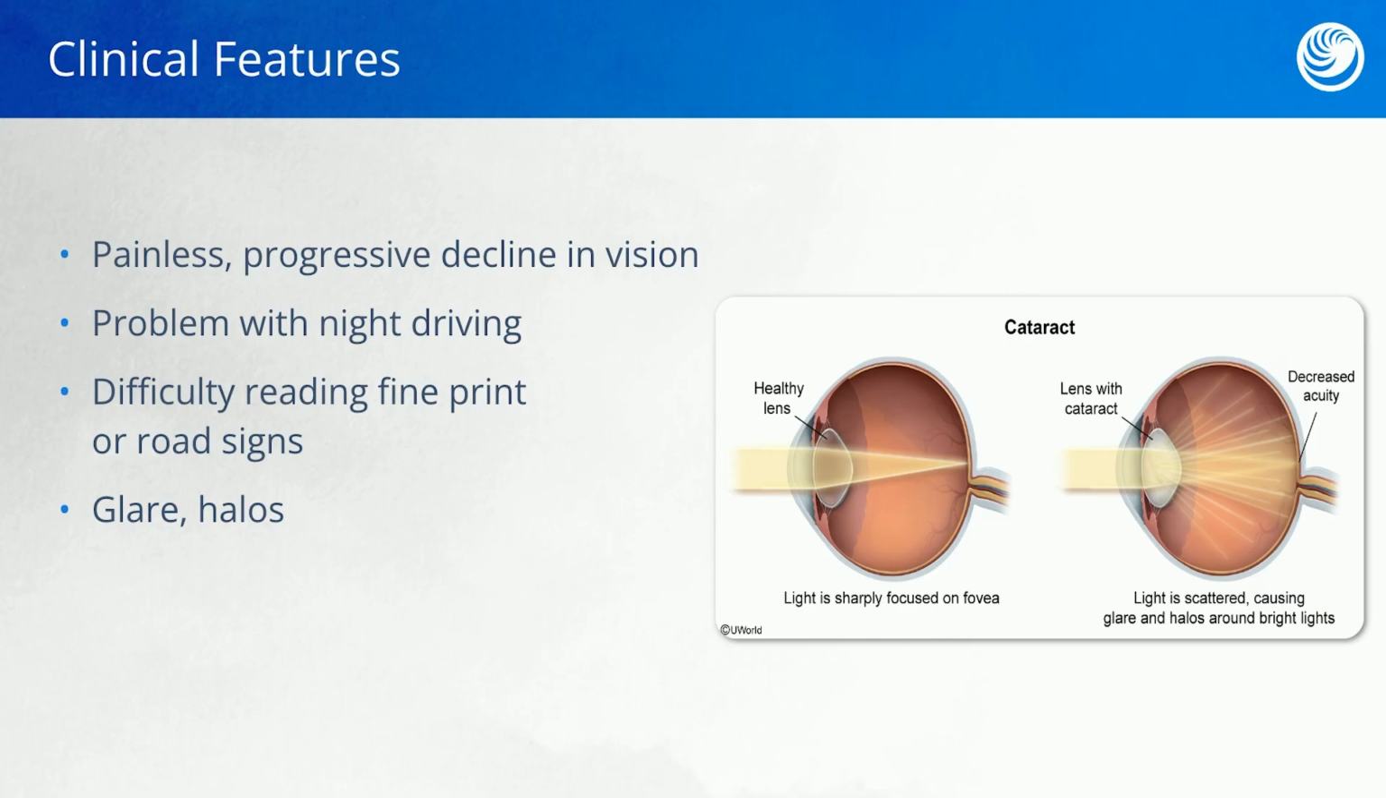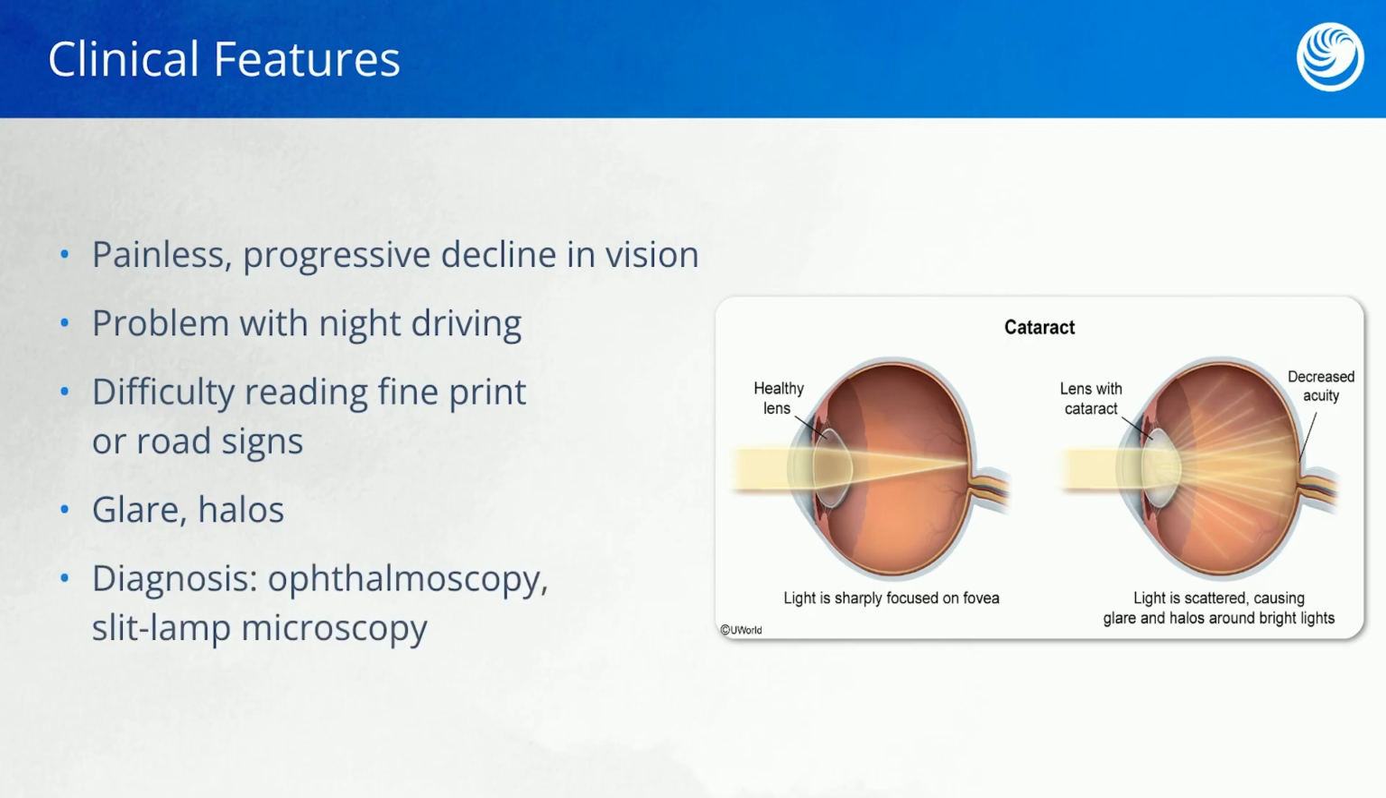You can see in this illustration that when the light comes through, the lens, because it is cloudy, disperses and separates that versus bringing it in to a focused one point. Diagnosis for cataracts is done with an examination with an ophthalmoscope and also slit lamp microscopy, where the pupil is dilated so that the examiner can see clearly, and then they can determine the degree of cataract.